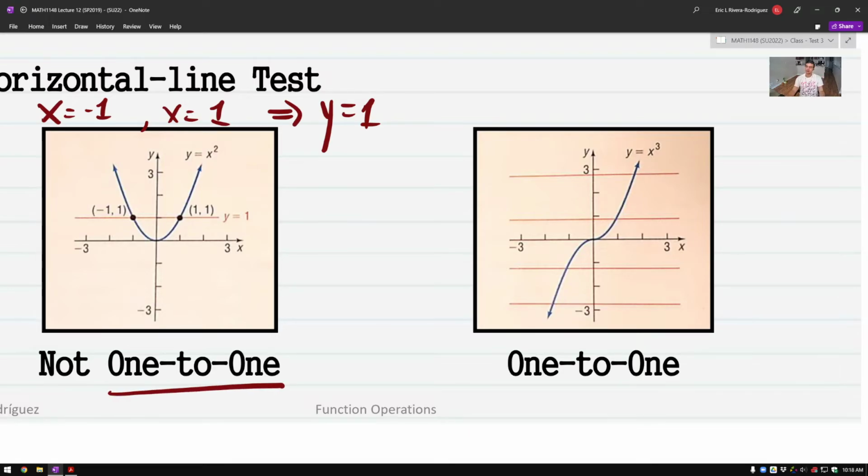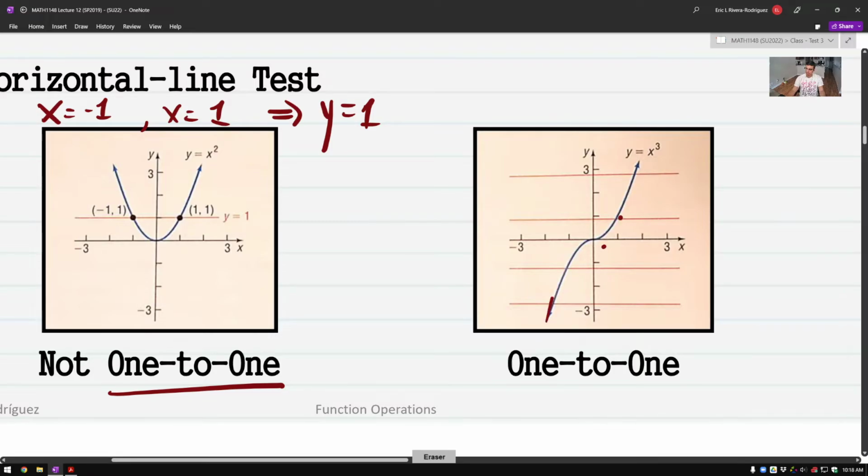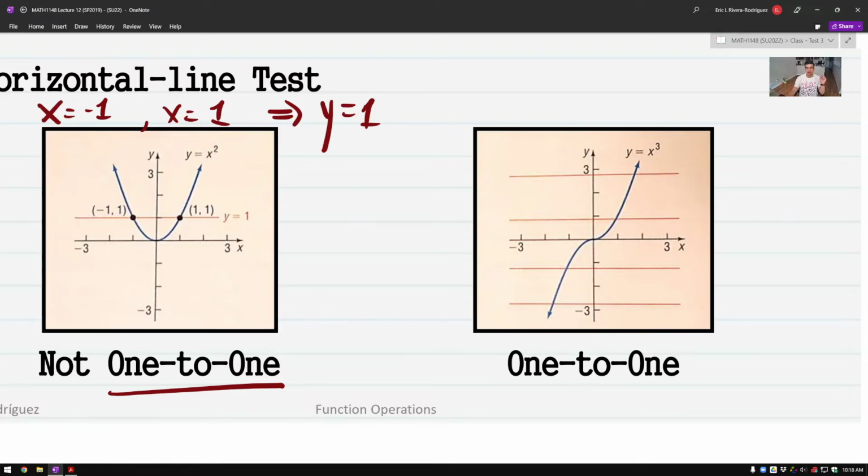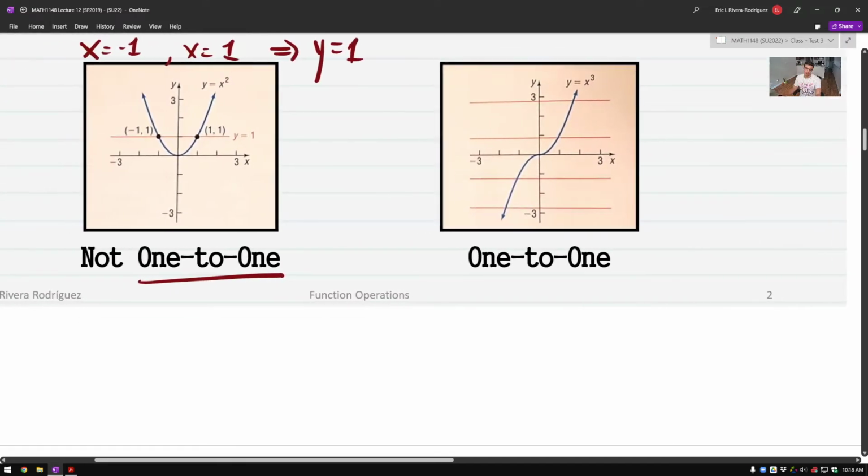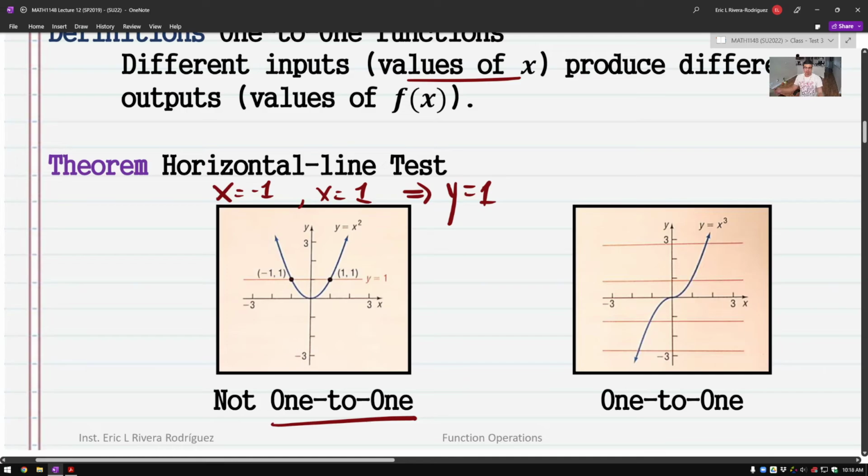On the other hand, we have this function here, and yes, it is a one-to-one function. Why? Because each individual x value is mapped to exactly one y value. All right, so here we have the horizontal line test.